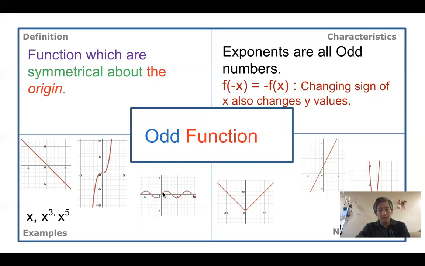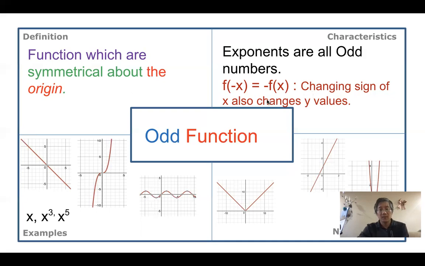Then this will be odd function. In trigonometry, we call this the sine function, right? So exponents are all odd numbers. When we compare the negative side and the positive side, you know that the sign changes, right? Negative becomes positive here, positive becomes negative there. So the y value's sign changes. How does the sign change? You multiply by negative. So then this is an odd function.